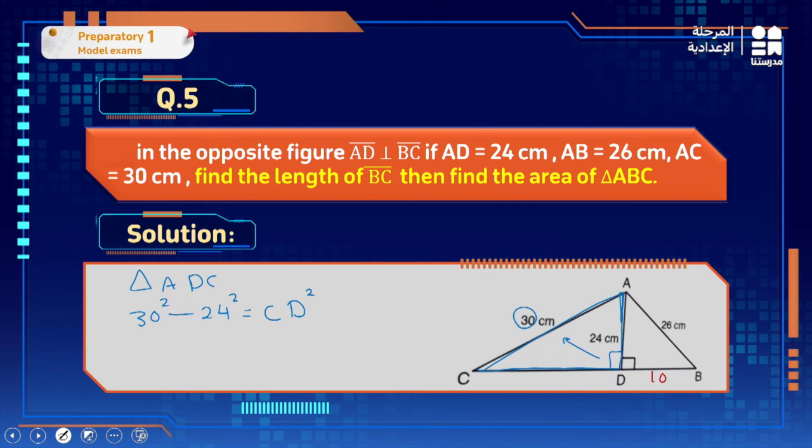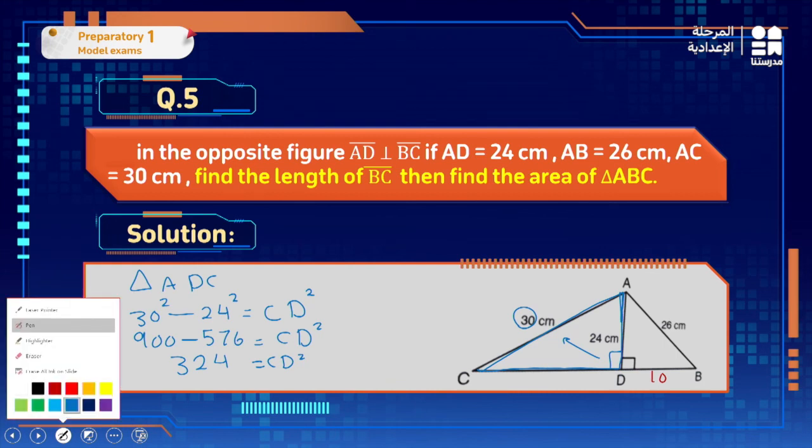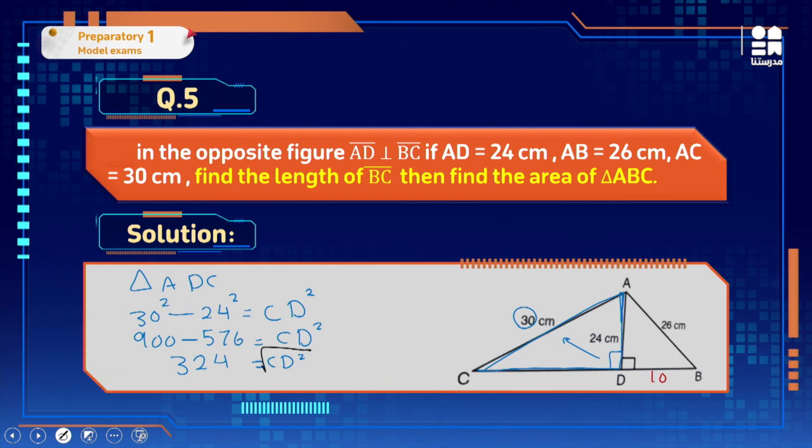Pythagoras theorem: hypotenuse squared minus leg squared equals the other leg squared. 30 squared is 900 minus 24 squared is 576 equals CD squared. By subtracting, we will get 324. Then we have to take the square root of both sides. By taking the square root, we will get CD equals 18. So here we have 18 centimeters.